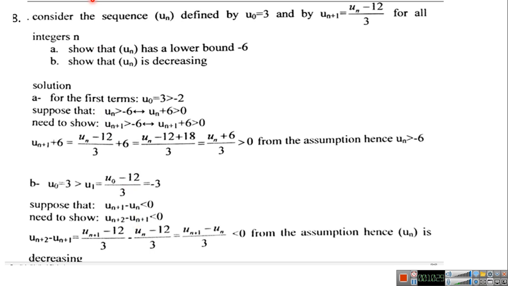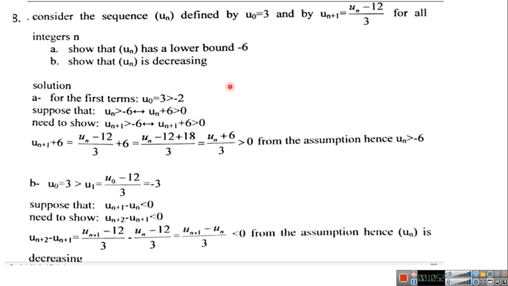The last problem, also recursive. So show that un has a lower bound, minus 6. You know that u0 is bigger than minus 6. If you do u1, so it's u0, so 3 minus 12 is minus 9 over 3 is minus 3, and minus 3 is bigger than minus 6. So for the first term, it's 100% true.